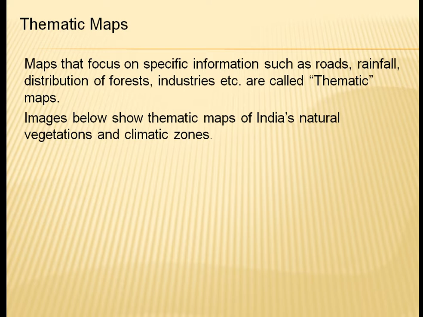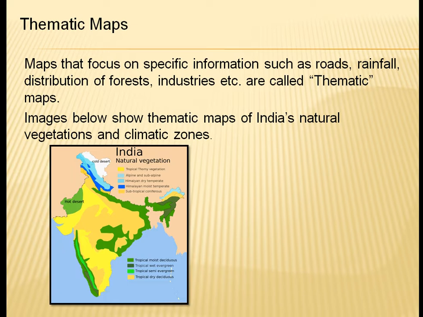Thematic maps. Maps that focus on specific information such as roads, rainfall, distribution of forests, industries, etc. are called thematic maps. The image below shows thematic maps of India, natural vegetation and climatic zones. So let's check them out. This is the natural vegetation of India, a thematic map which shows the distribution of forests in India.